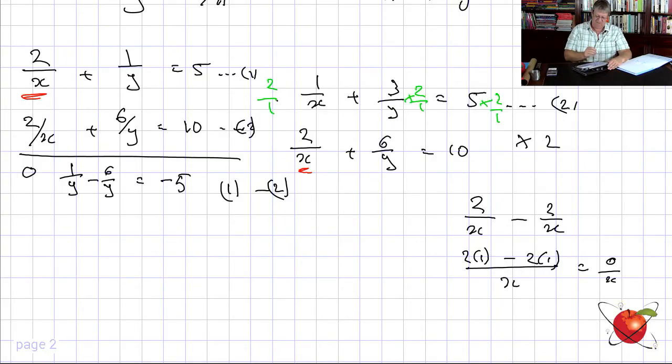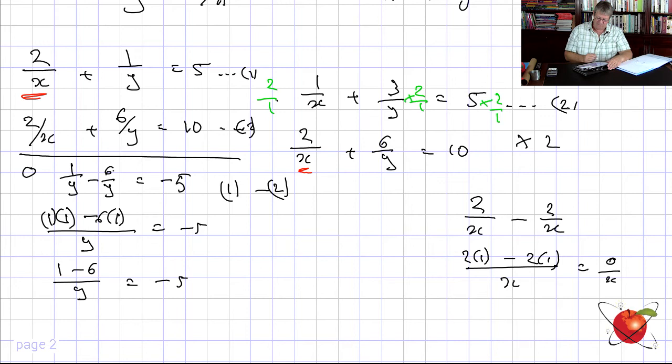let's see, what do we get now? We get 1 over y. How do we do this? We've got an LCD of y. That's 1 times, y goes in there once, minus 6, you bring down the numerator, y goes in there once, equals minus 5. Therefore, we end up with, on top, 1 minus 6 over y equal to minus 5. Correct?